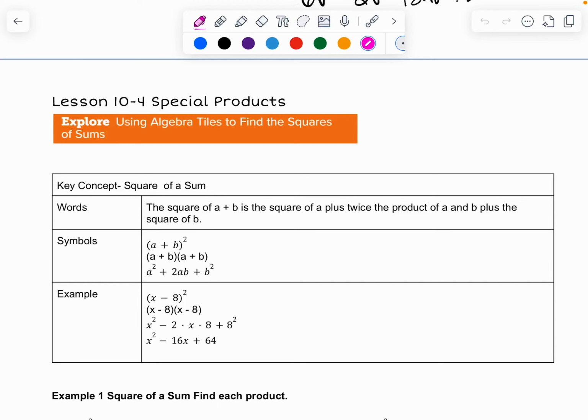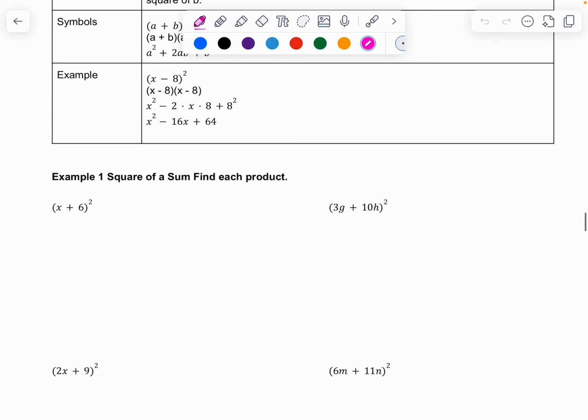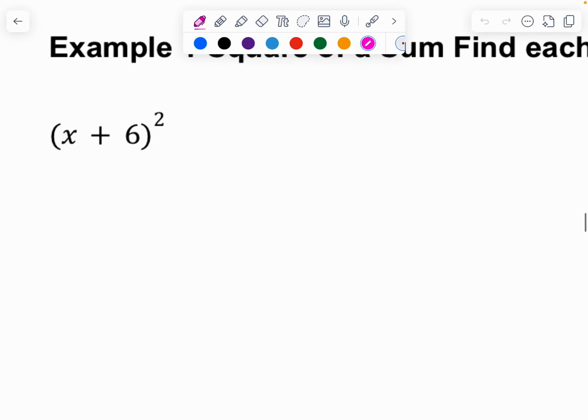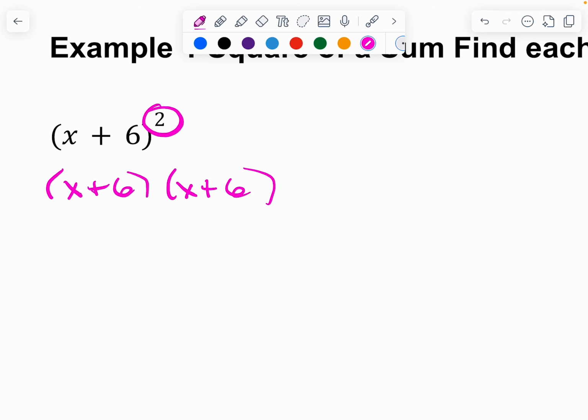So we're doing special products, and I'm going to let that sit there for a second, but I don't actually want to go over it. I want to do this problem, and I want you to see what is happening. So remember that if it's a square, we need to write it out 2 times. Now, whether you FOIL or you do the box method, I don't care.